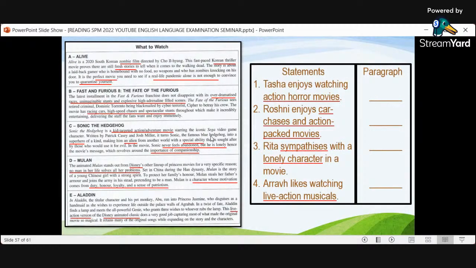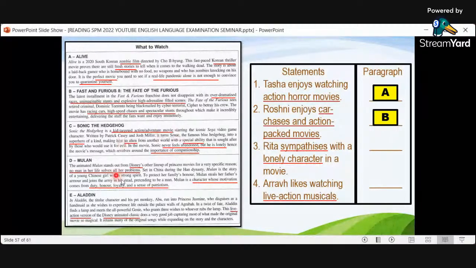So you have Tasha enjoys watching action horror movies. So you see that action horror movies, only one story there, which is Alive. Because Alive is talking about zombie. Okay, so answer is A. There is no other stories about action horror movies. Car chases, we all know, it's Fast and Furious, right? Action packed. And then Rita sympathizes with a lonely character. The only word lonely that I see here would be here.